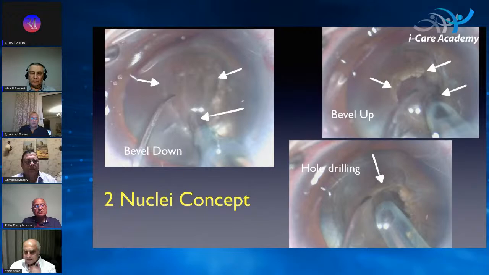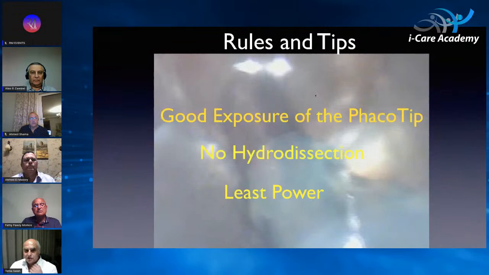So the rules and tips to sum up here is good exposure of the phaco tip. No hydrodissection. I never do hydrodissection if I don't see the wave of the fluid passing behind the nucleus. This is the first reason why I don't do and don't advise hydrodissection in hard nuclei. Second reason for not doing hydrodissection: at the beginning, doing these maneuvers, you need a fixed nucleus. You don't want the nucleus to rotate. So that's why I don't do hydrodissection.